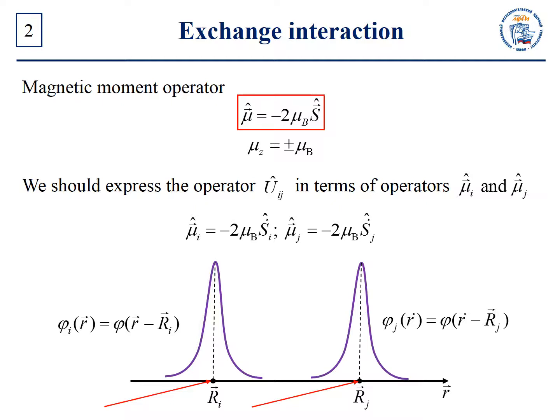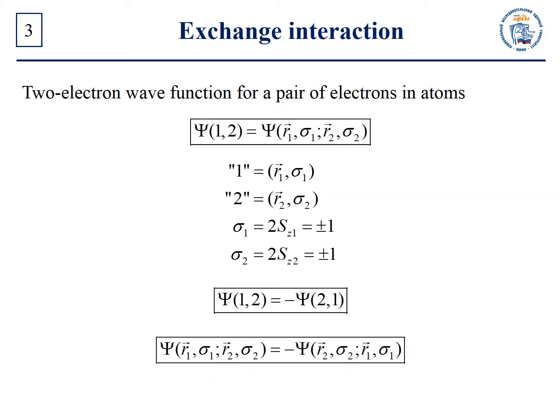The wave functions phi I and phi j of an electron in ith and jth atoms can be found from the corresponding Schrödinger equation. They are identical in form, but localized in different regions of space, having their maxima at r is equal to Ri and Rj respectively. Let us now consider the two-electron wave function for a pair of electrons in atoms I and J, where numbers 1 and 2 are the sets of spatial and spin coordinates of the first and second electron respectively.